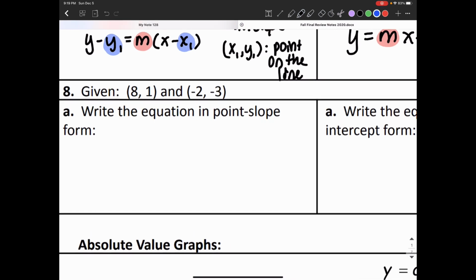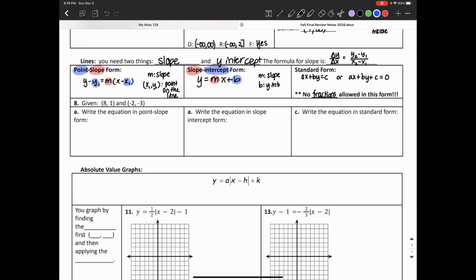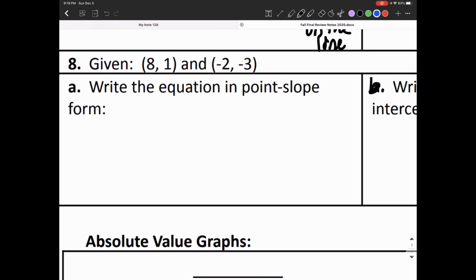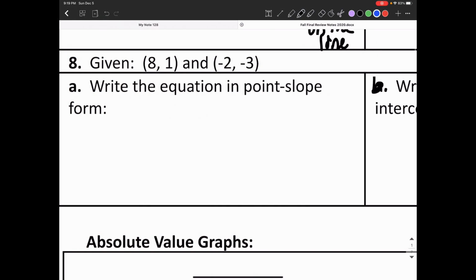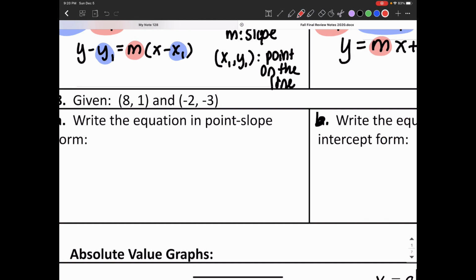For number 8, I have 2 points, and I want to find all of these things. This should be B, A, B, and C. First of all, when I'm given 2 points, the first thing I always want to do is find what the slope is. So I'm looking for the change in y and the change in x. So from 1 to negative 3, I want to know what's the change in y. That's the change in y.